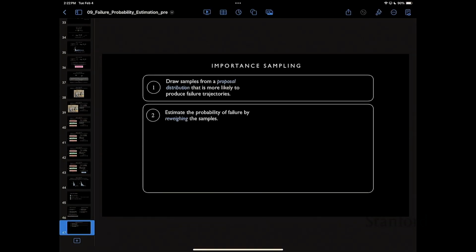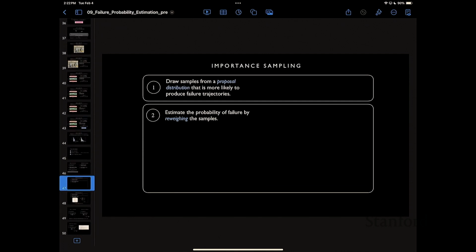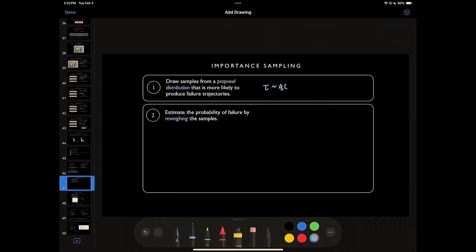Okay, so the first thing that we're going to do following these steps is we're going to draw samples from a proposal distribution that's more likely to produce failure trajectories. So you might have some ideas of how you might get that, but we're not going to talk about how we get it for now. Let's just say we have it, and we're going to call it Q. So we draw samples from this proposal distribution, and now we want to estimate the probability of failure. So here's what we're going to start with: just the definition I showed earlier for the probability of failure. It's equal to the expectation, when we draw trajectories from our nominal distribution, of the indicator function of whether or not they're a failure.